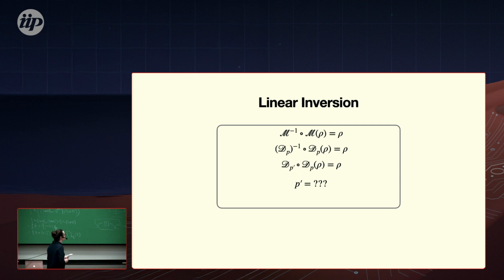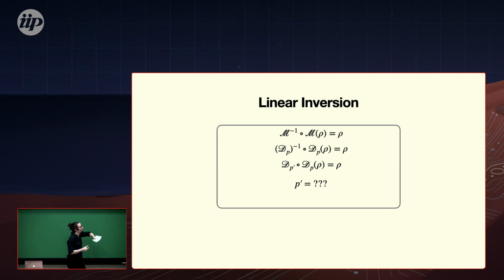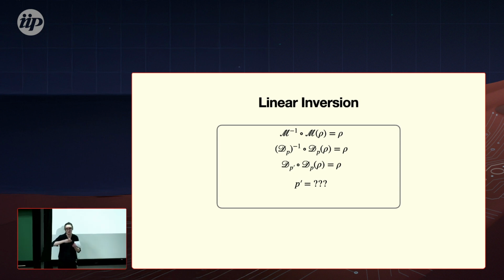And this slide is not very pretty, I'm sorry. But inverting a channel means if I act with my measurement channel on rho, I then want to act with the inverse of my measurement channel until the object that comes out, and then I want to get rho out. This is how I define in a very non-mathematical way the inverse of a channel, and this circle means just composition of channels that we applied after each other.